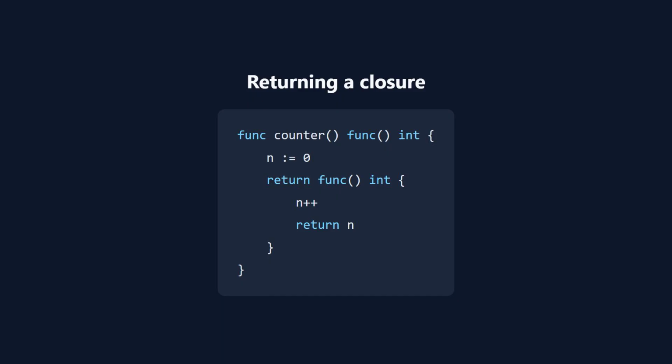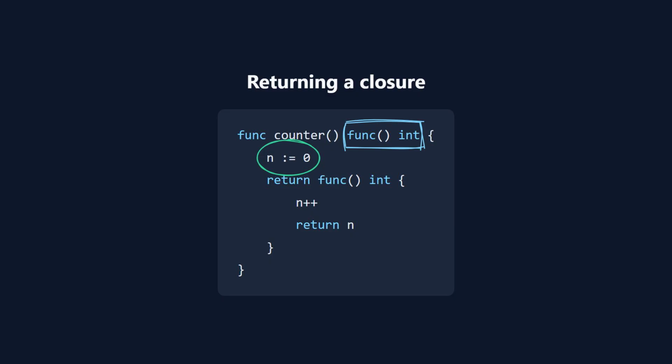Now it becomes a tool. Look at that signature. Counter takes nothing and returns func() int. It returns a function. Inside, it makes a variable n and returns a closure that uses it. And here's the strange part. When counter finishes and returns, n should be gone. It was a local variable in a function that has ended.